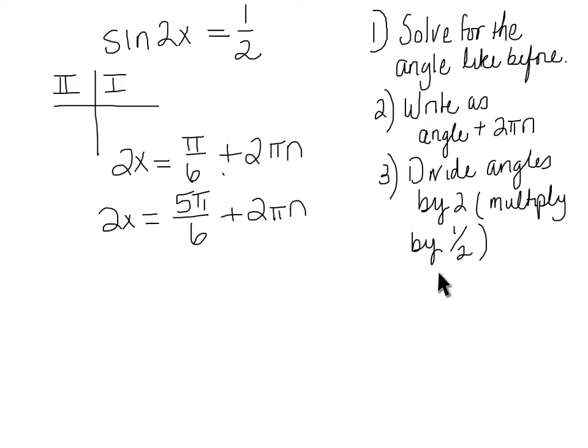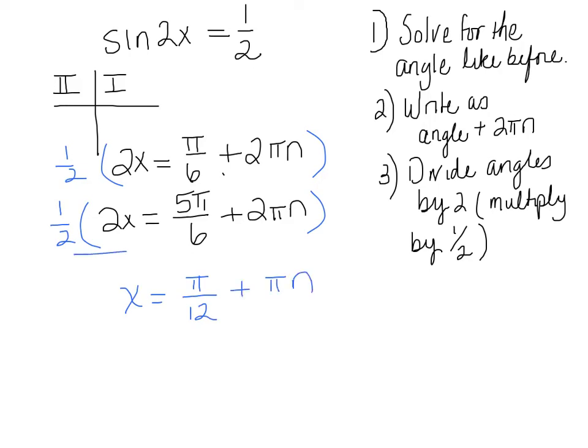And a way to do that is just multiply through by 1/2. So I'm going to multiply through by 1/2 both sides, both problems. So I'm going to have x is equal to pi over 12 plus pi n. And then for this one here, I would have x is equal to 5 pi over 12 plus, the 2's cancel, so pi n. And these would be my answers then.